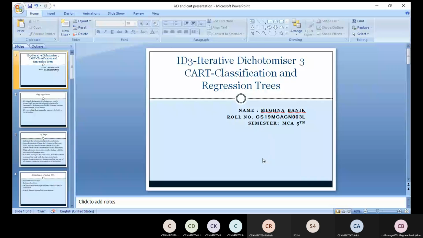ID3, wait a second. Is my screen visible? Yeah, it is visible. Put it on the view mode. Can you slide mode on this one? I did. Okay. Oh, yeah, it is coming.